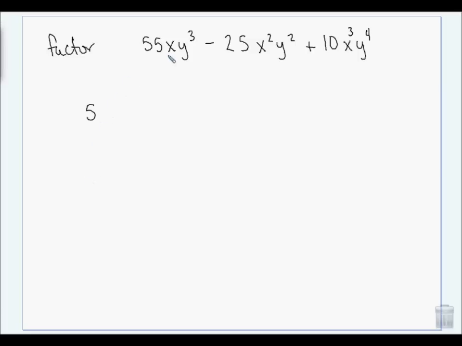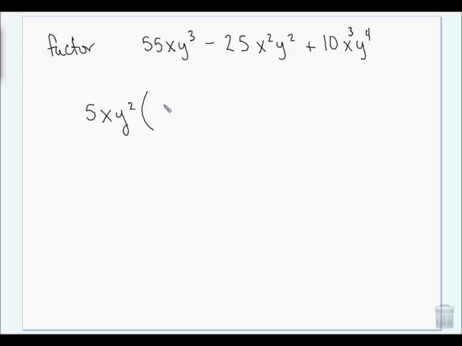Okay. And then I look at the variables. I have 1 x here, 2 x's, and 3 x's. I can only take out the least amount, so here I can only take out a single x. I have 3 y's, 2 y's, and 4 y's. 2 is the smallest amount of y's.